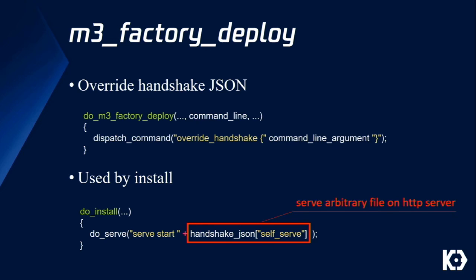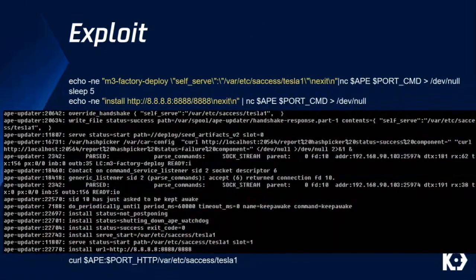So the argument of this command is a JSON string. In this JSON string, there is a valid key, self_server, and the value is a hash to a file. So when the install command parses this JSON string, we can serve an arbitrary file to the HTTP server. So in our exploit, we served Tesla 1 on the HTTP server, and the log of APE updater shows Tesla 1 successfully served on the HTTP server.